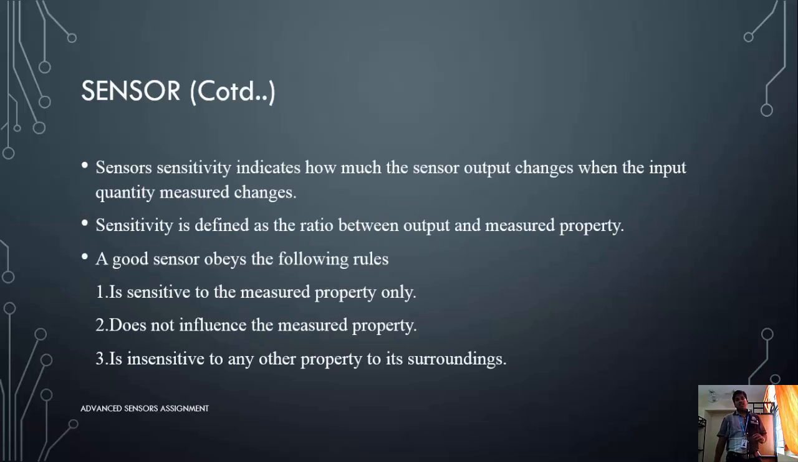Sensor sensitivity indicates how much the sensor output changes when the input quantity measured changes. It is defined as the ratio between output and measured property. To be a good sensor, 3 rules have to be obeyed. One is that the sensor has to measure input properly, and it does not influence the measured property, and it is insensitive to any other property of its surroundings. It does not depend on surroundings.